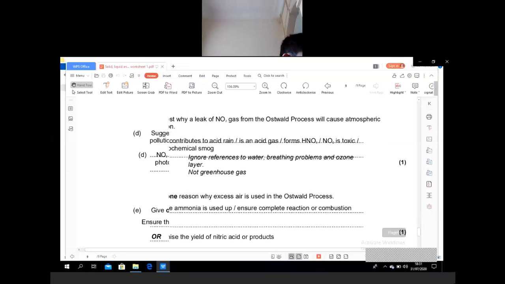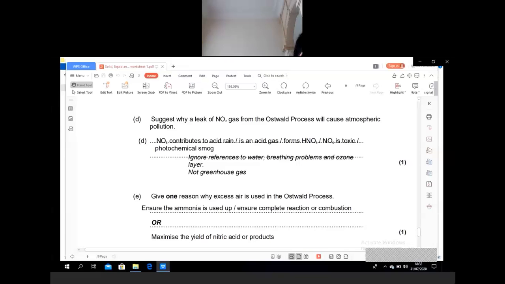And then we are on the last page. Suggest why a leak of nitrogen dioxide gas from the Ostwald process will cause atmospheric pollution. Because nitrogen dioxide, we know, is a source of acid rain. It causes nitric acid to be formed in the atmospheric conditions, and it can also pollute the lake water, which endangers aquatic life.